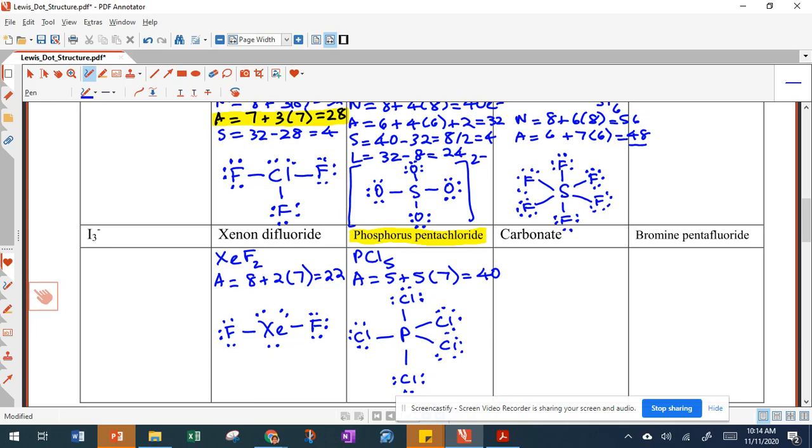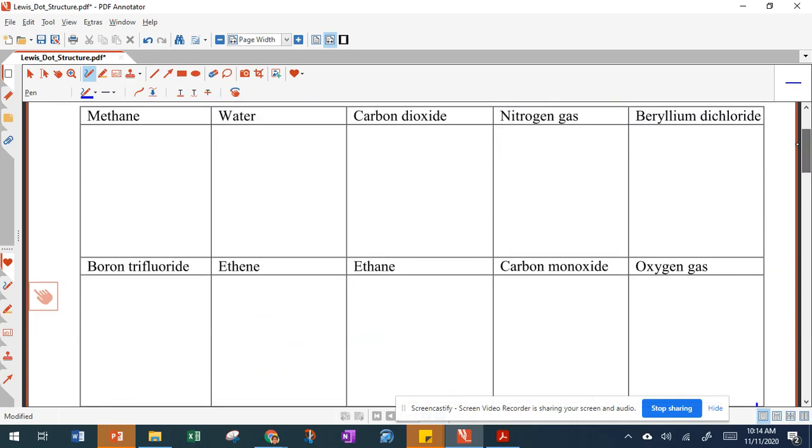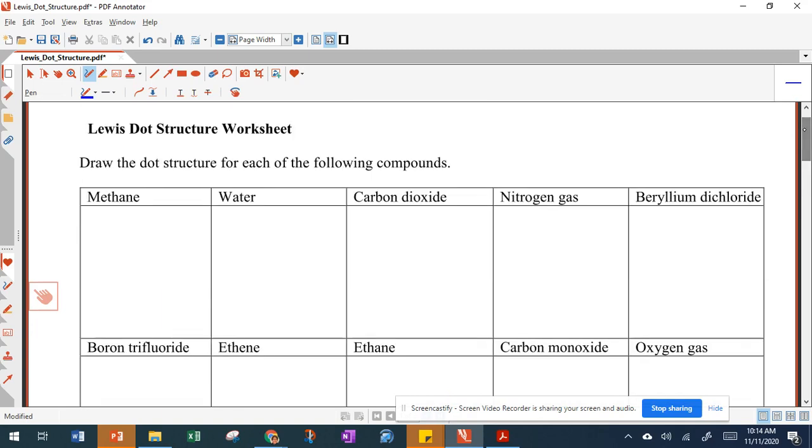Okay, so work on this worksheet. If you have any questions, please let me know. Before you work on it, though, I'm going to point out a few things. First, ethene should be C2H4. Ethane is C2H6. When you get to oxygen gas, remember that's diatomic, that'll be O2. And nitrogen gas is also diatomic, that will be N2.